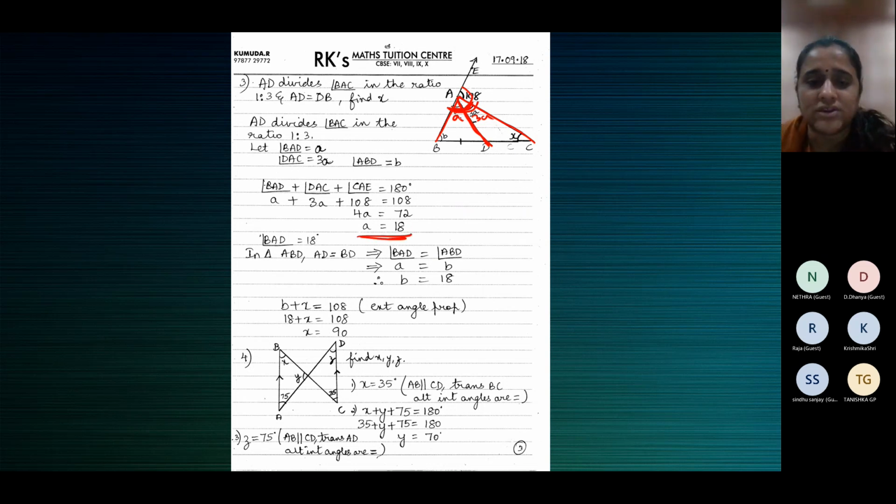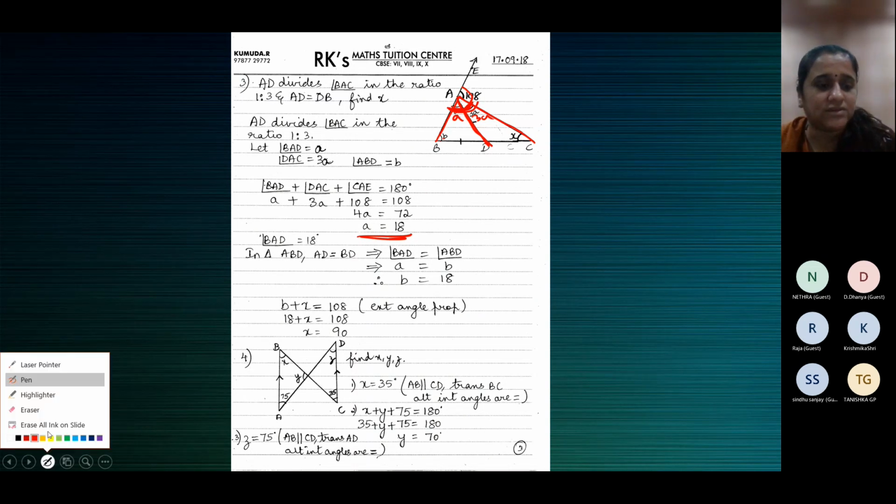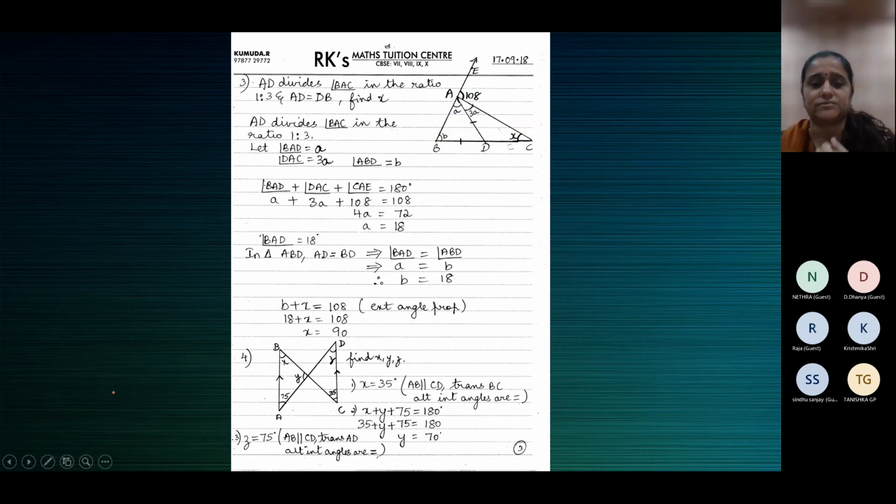And then by the isosceles triangle property, we know that A is equal to B. So B is equal to 18 degrees. Now, using the exterior angle property in a triangle, B plus X is equal to 108, and we find the value of X. X is 90.